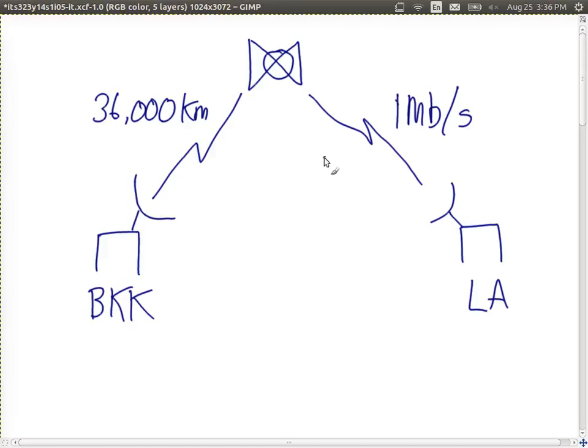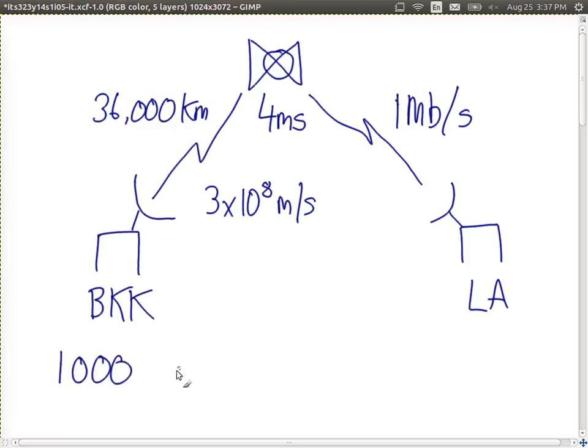Let's say that the satellite takes some processing delay. There's a processing delay on board the satellite of 4 milliseconds. It receives the data, processes for 4 milliseconds, and then sends down to LA. Let's use the speed of light. It's a nicer number to use in this case. Not 2.8, but the speed of light for speed of transmission. Calculate the delay for 1,000 bytes of data from Bangkok to LA.